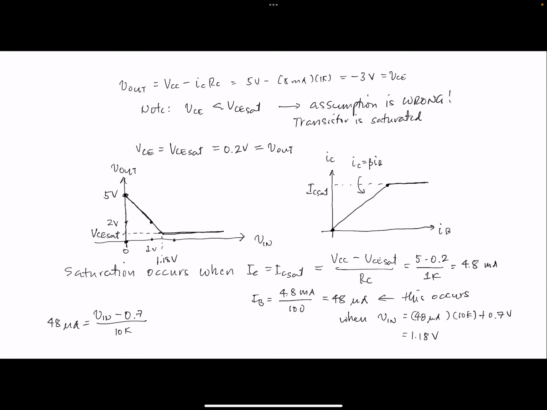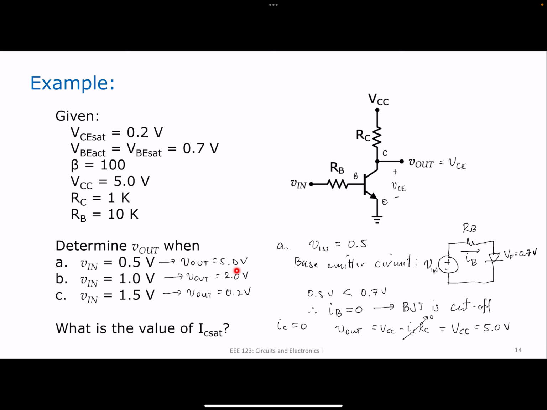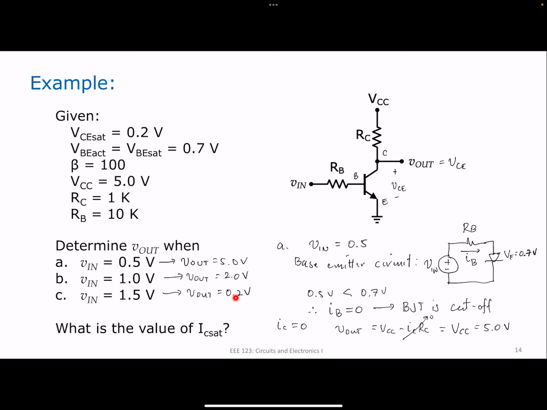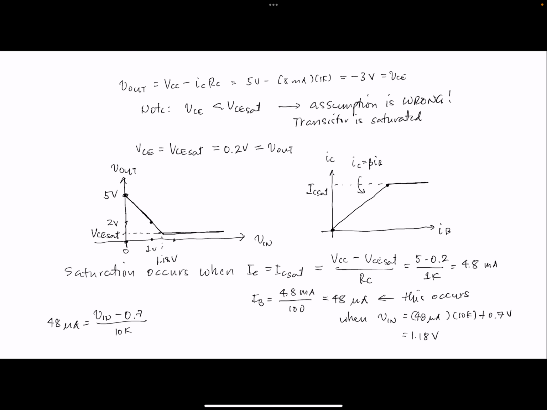Okay, so that's how your transistor behaves. In this example, I showed you the transistor being at cutoff, where your Vout is just equal to VCC. In active mode, where your Vout is equal to 2 volts. And in saturation mode, where your Vout is 0.2 volts. Actually, when Vin is 1.18 volts, as we computed here, your output is already equal to 0.2. And increasing Vin further, while that will increase IB, will no longer increase IC. IC will stay at IC sat, which we computed to be 4.8 mA, and your Vout will just stay at VCE sat.